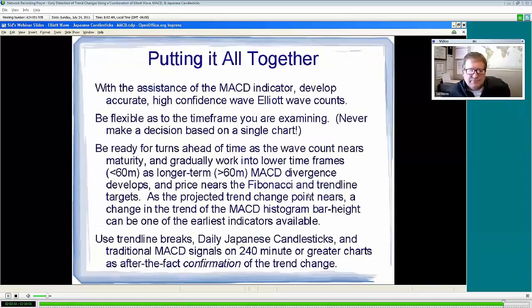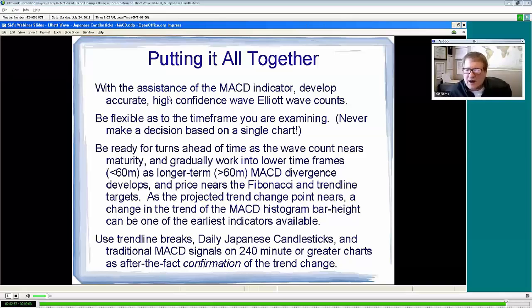So, putting it all together: with the assistance of the MACD indicator pointing out your wave 3s, and the MACD histogram pointing out the wave 3 of 3s, and looking for divergence at wave 5s, and using multiple time frame charts as you constantly try to synchronize your chart time frame to the speed the market is running in, you can develop accurate, high confidence Elliott Wave counts.